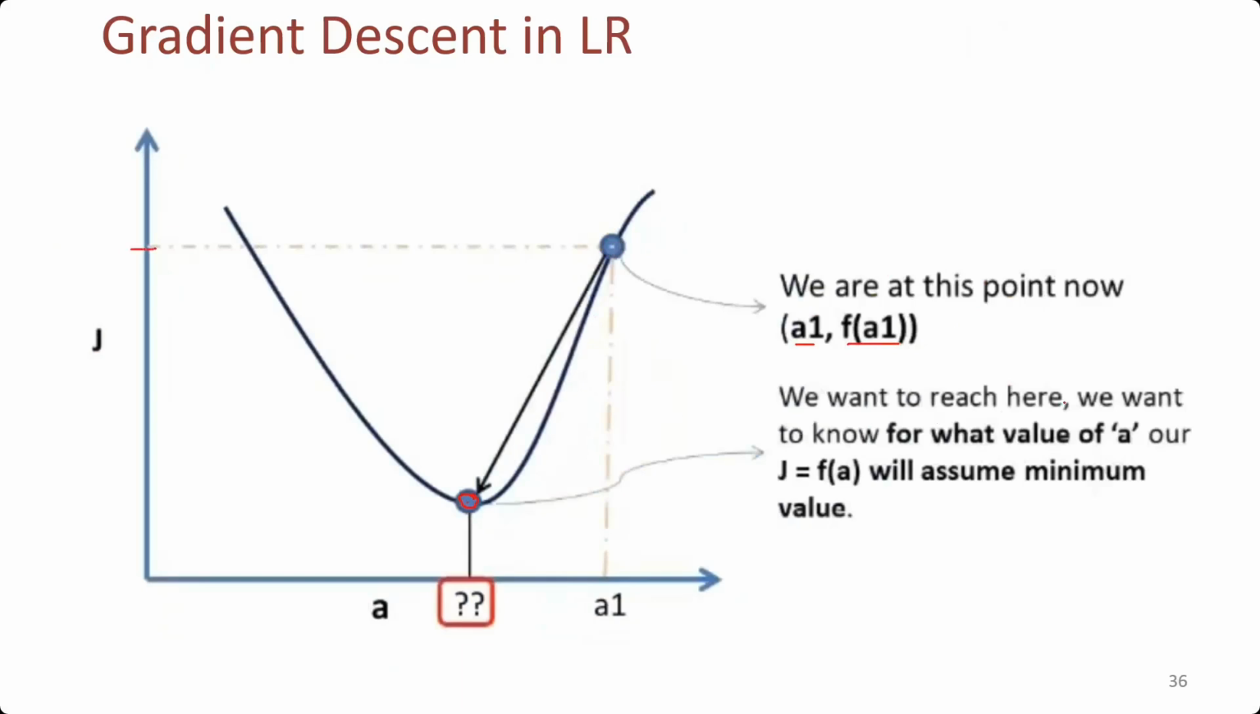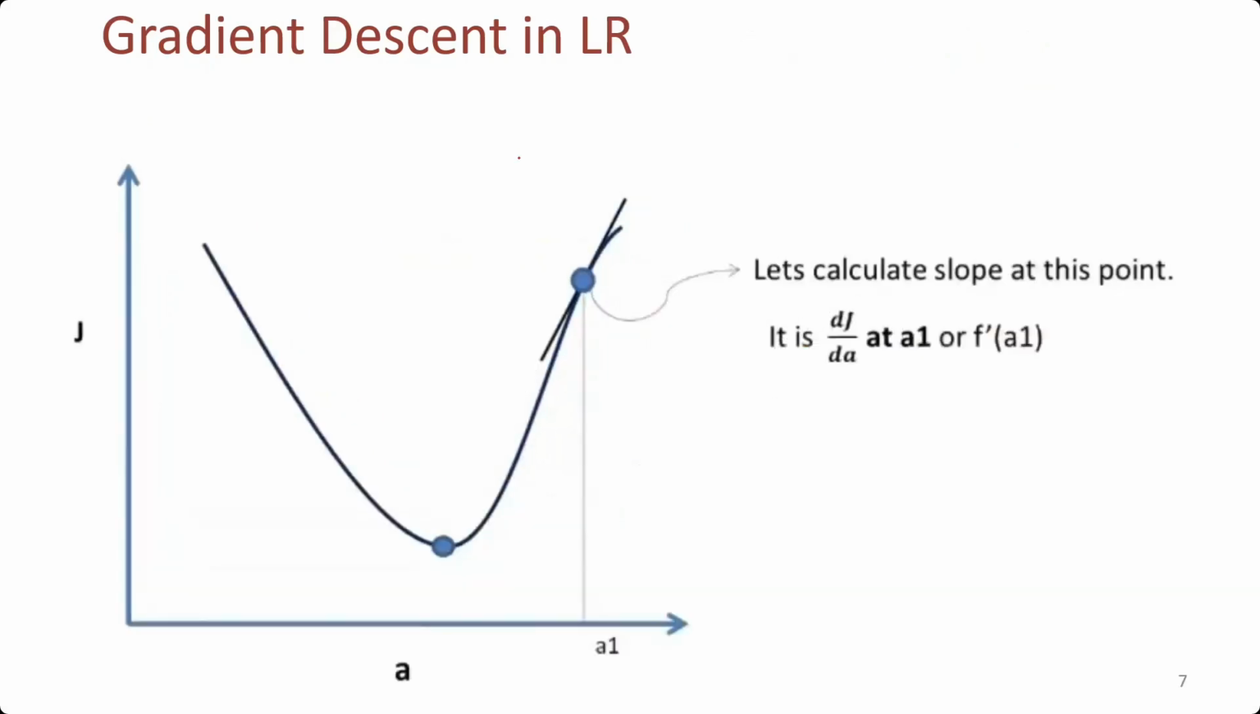So we want to know for what value of a, J equals f of a will assume the minimum value. In LR we assume that this f is nothing but your MSE, mean squared error. So for which value of A would the cost be the minimum value? The cost will be generated as the minimum value. So we want to find out this A value.